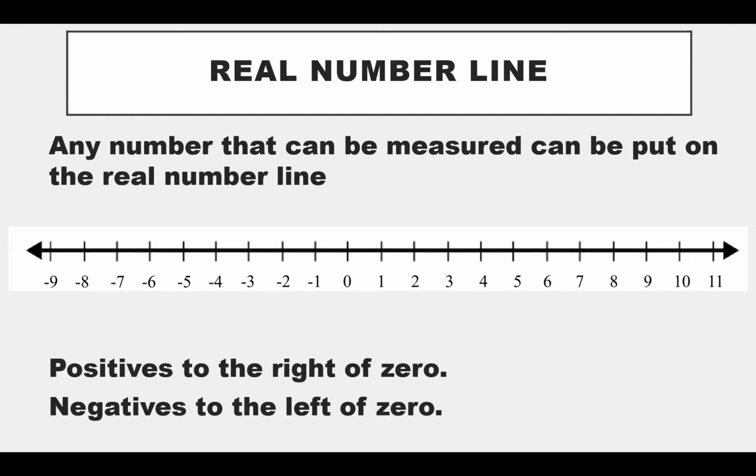So any real number can be measured and put on what we call the real number line. At some place on this real number line is our value of 0. I put that right here. And then as you move to the right on the number line, you're moving in a positive direction. As you move to the left, you're moving in a negative direction.